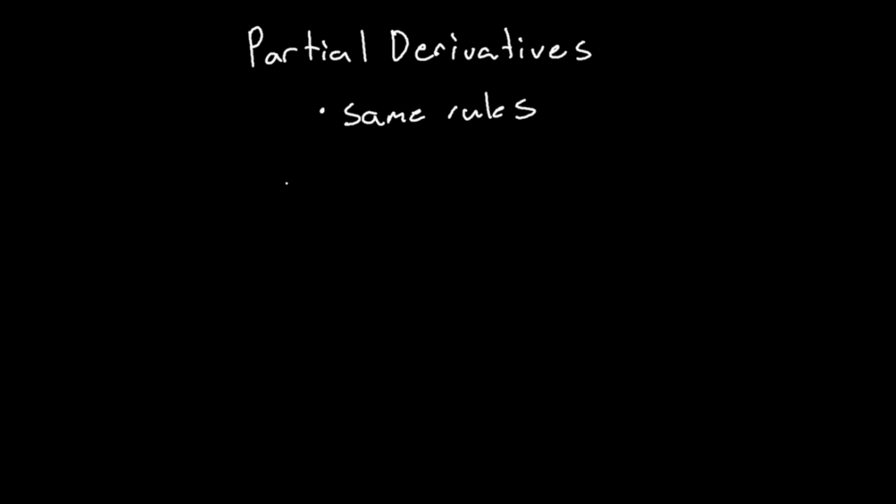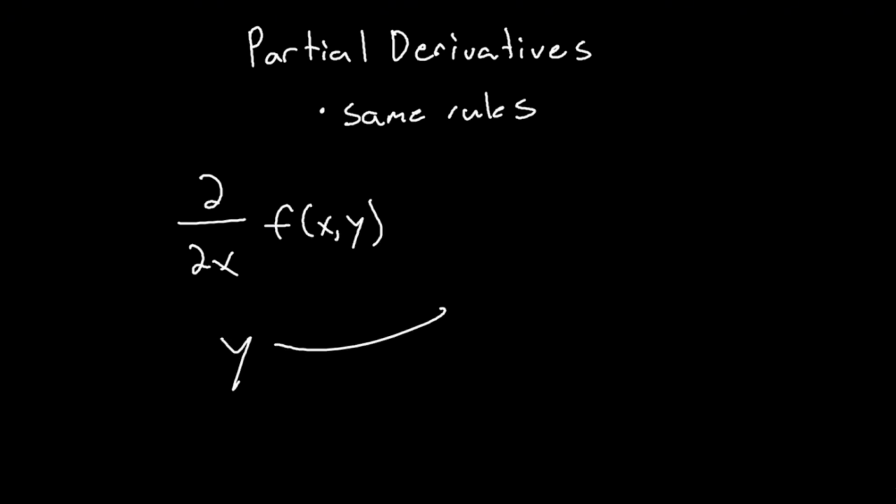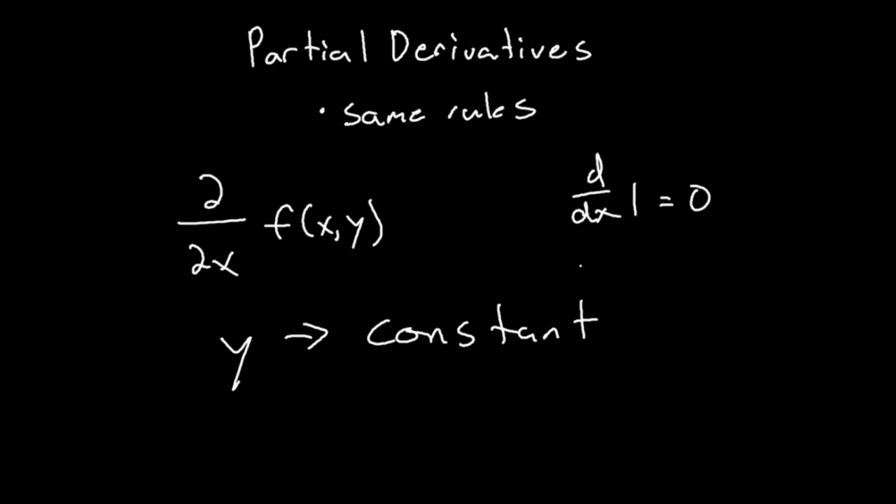But the only nuance is, if you take the partial derivative of x and you have some function of xy, y is treated as a constant. So when you take the x partial, any other variable that is not x will be treated as a constant. So if you want to take the derivative of some constant, like 1, well, the derivative of 1 is just 0. So any other variable other than the one you are partially differentiating with respect to will be treated as a constant. You'll get what I mean by that when you do the problems.